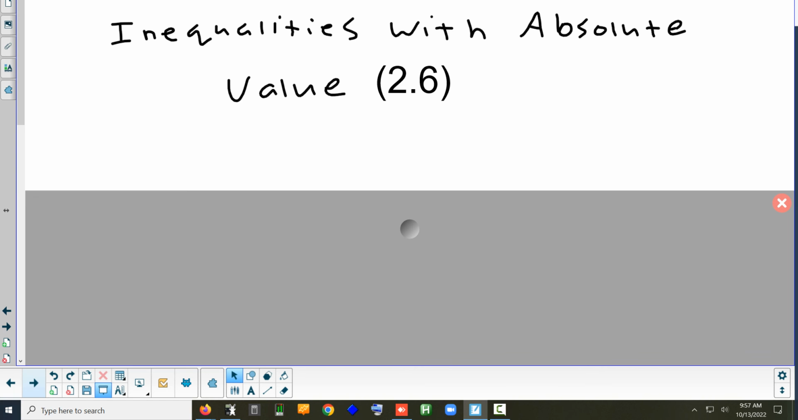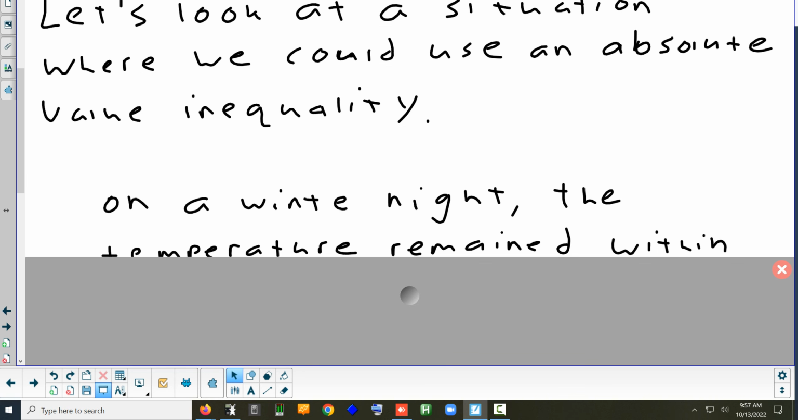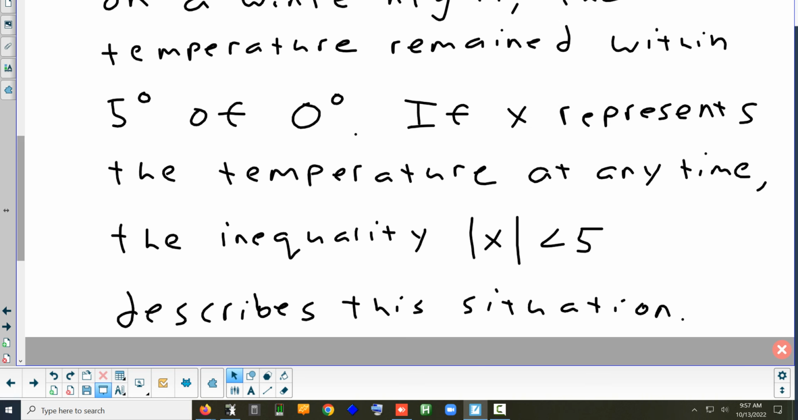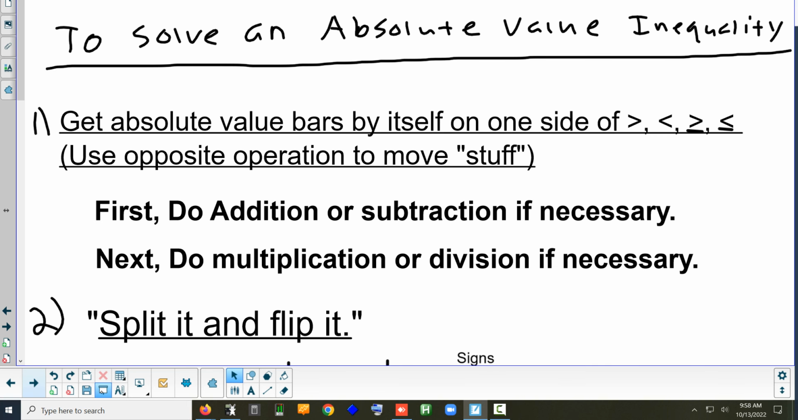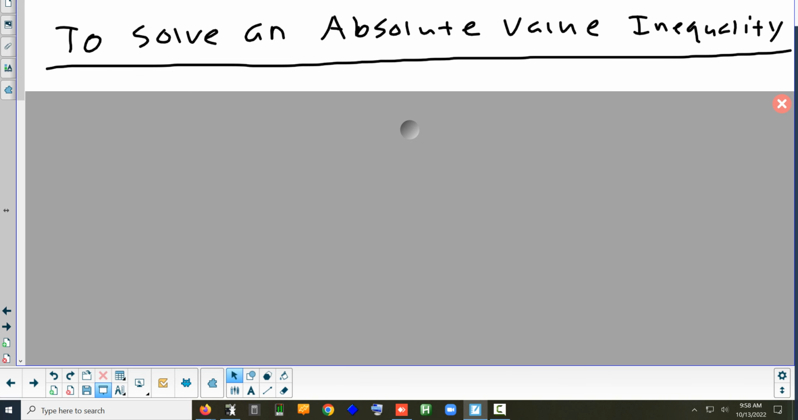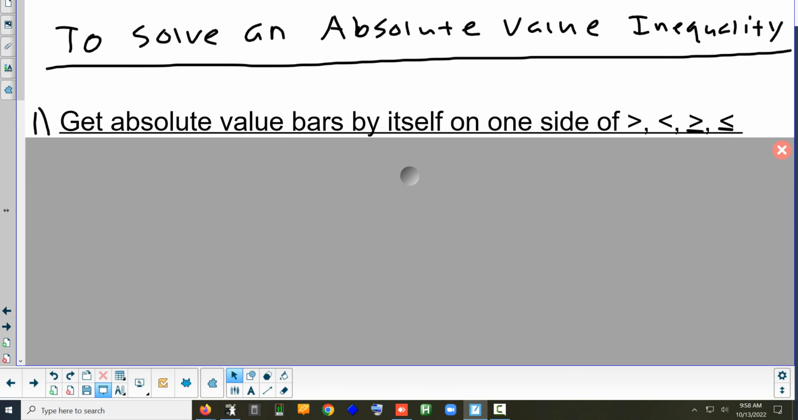All right, so I'm just going to skip over that part. So let's go right to the guided notes. On your guided notes, you're going to have some steps. There's 3 steps. And the first step to solving an absolute value inequality is to make sure the absolute value bars are by themselves.